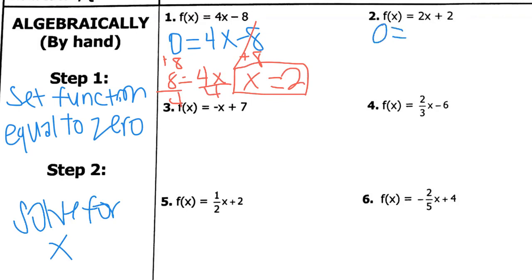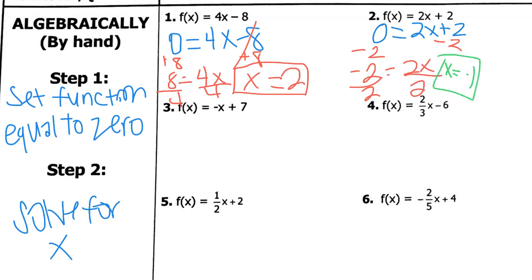For number 2, again, we do the same thing. We set it equal to 0. And when I go to solve, I'm subtracting 2 from both sides. So I get -2 is equal to 2x. Divide both sides by 2. So for number 2, I get x is equal to -1. The last one that I would like to go over is number 4. With number 4, we have a fraction there, but we're still going to go through the same process. We set it equal to 0.